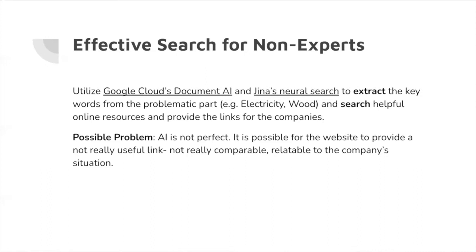For non-experts, it might be difficult to wholly understand the results and the statistics calculated at the end. Therefore, we propose to utilize Google Cloud's Document AI and Gen App Builder neural search to extract the keywords from the problematic part, for example, electricity or wood, and search helpful online resources and provide the links for the companies. It might be a good starting point or a guideline to get access to various resources. However, the problem might arise from the fact that the AI is not perfect, and there is a possibility for the website to provide a not really useful link, not really comparable to the company's situation.